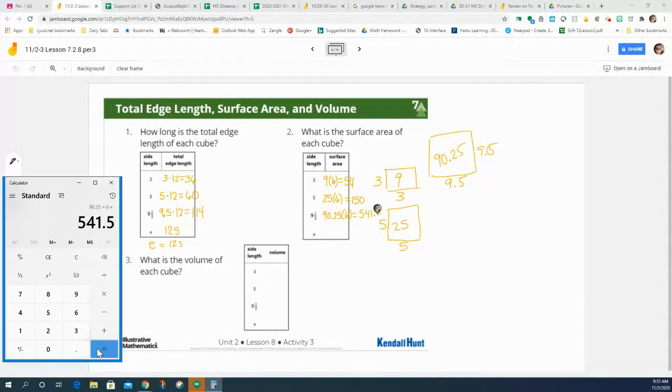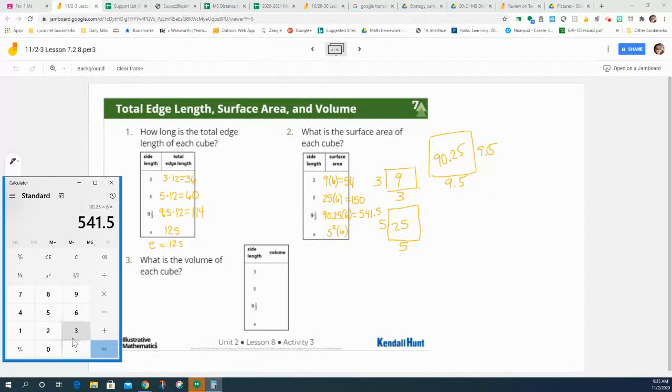All right, so now what have we been doing? We've been squaring our side, which means the side times itself, and then multiplying it by 6. So that's how we would say that one: the side squared times 6.